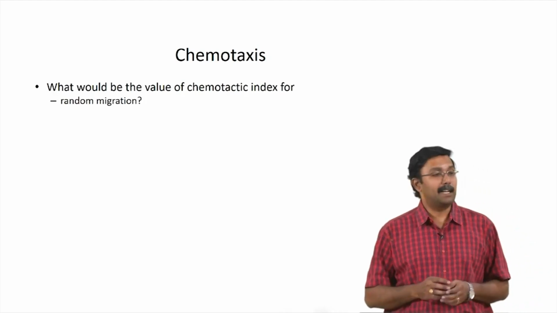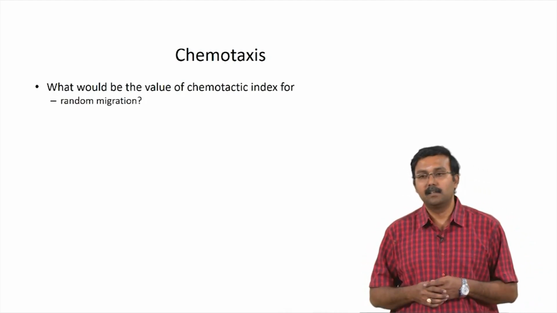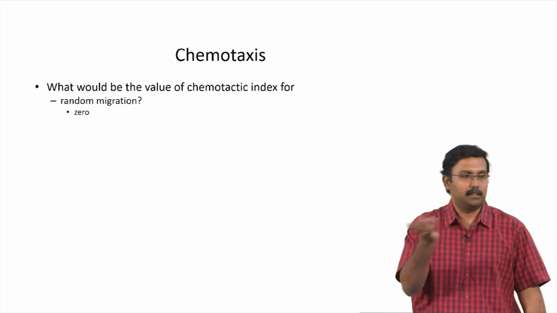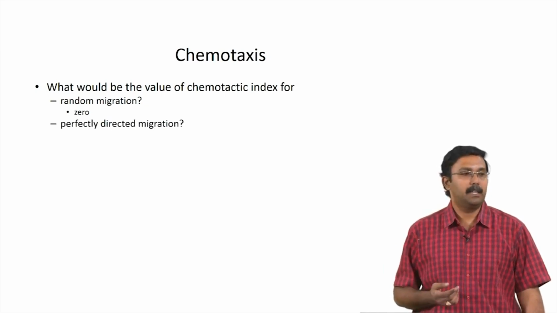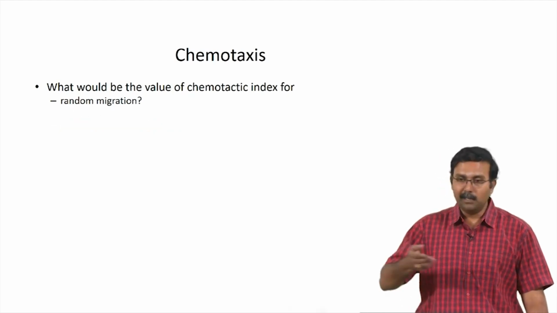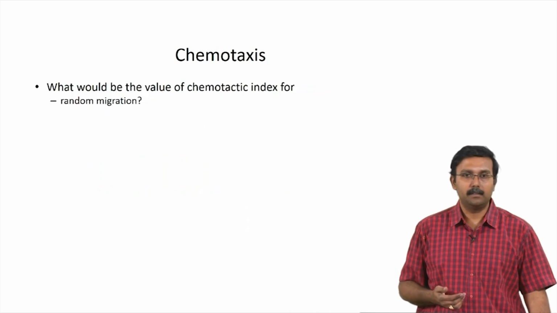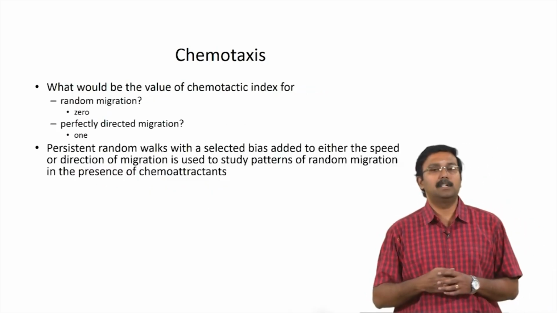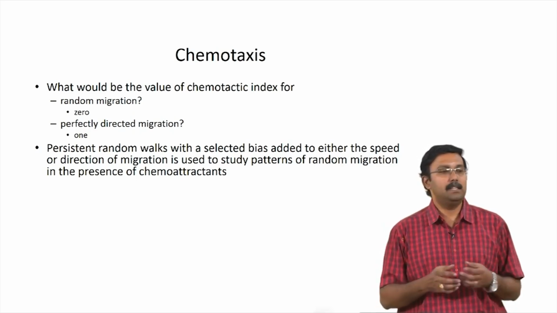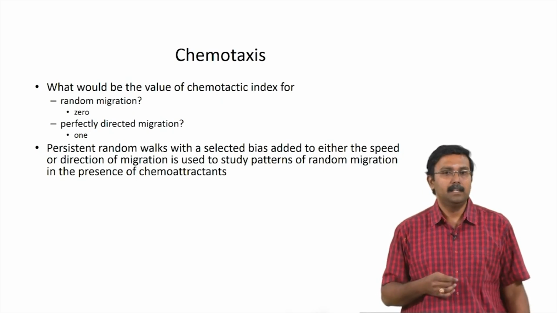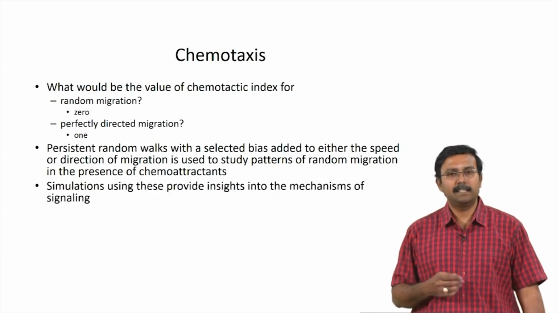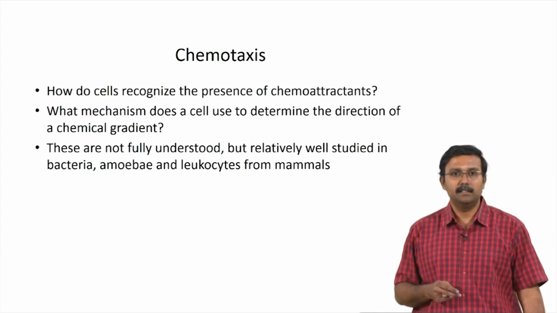So, what do you think would be the chemotactic index for random migration? Yeah, there is no real attraction, so it will keep moving all over the place. So, for a perfectly directed migration, it is 1, because your d will be equal to L path, right. So, persistent random walks with selected bias added to either the speed or the direction can be useful for studying the patterns of random migration in the presence of chemoattractants. Okay. So, that would be the directed migration, and simulations have actually been done to understand this.